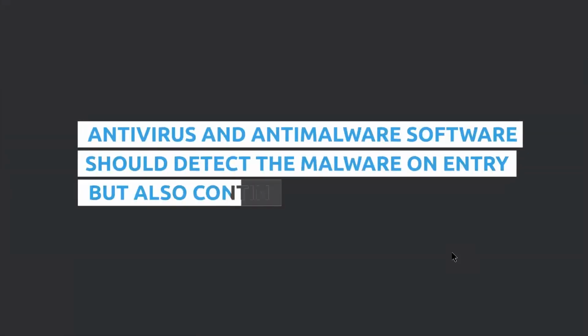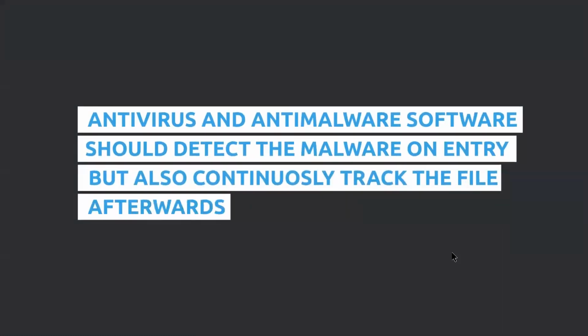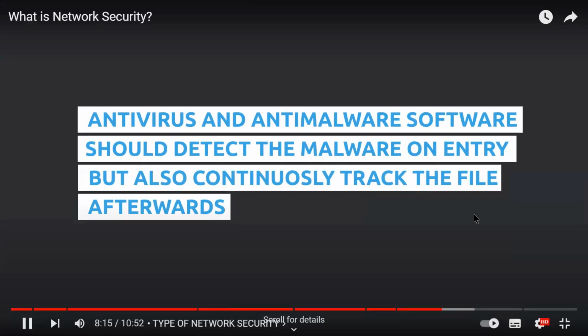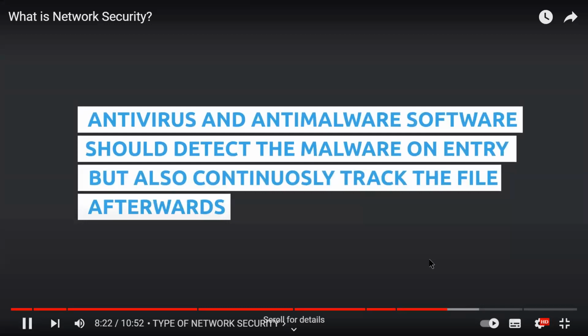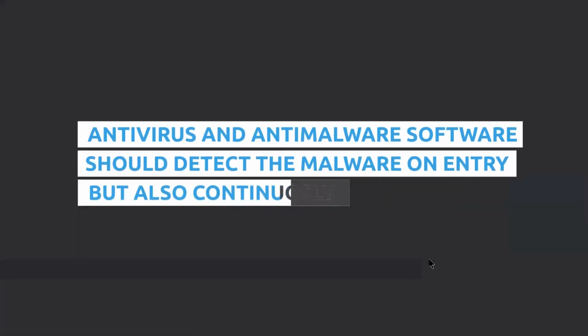Antivirus and anti-malware software. Malware, short for malicious software, includes viruses, worms, trojans, ransomware, and spyware. Sometimes malware infects a network but lies dormant for days or even weeks. So it is the job of the security administrator to select software that not only detects the malware upon entry, but also continuously tracks files afterwards.